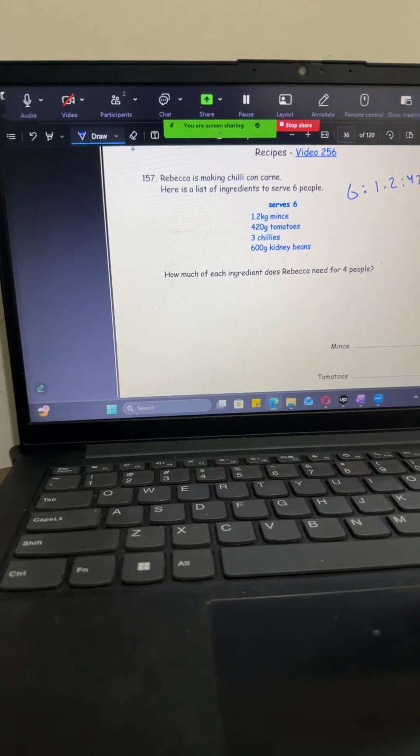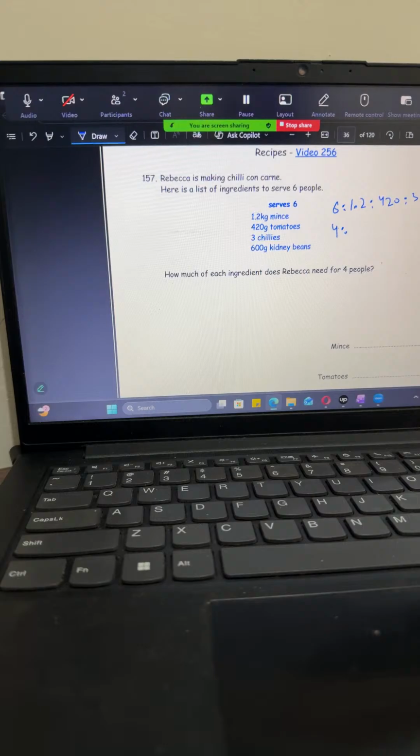Sorry, let me write it clearly. So when there are 6 people, she is using 1.2 kilograms of minced meat, I think, 420 grams of tomatoes, 3 chilies, and 600 grams of kidney beans. Now, how much is she going to use when she just needs to make it for 4 people, right?